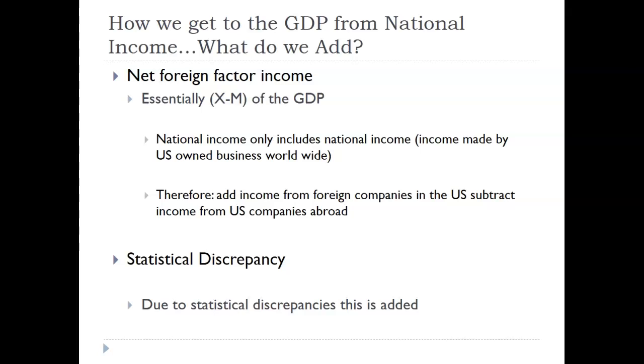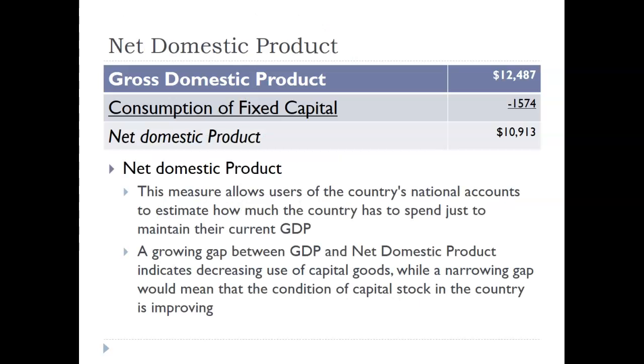Statistical discrepancy is just because there's percent errors. There's a lot of variations, and so we do check on this. So now we're at the net domestic product. We went from national income, we add in statistical discrepancy, we subtract out net foreign factor, and we got net domestic product. So how do we go from net to gross?